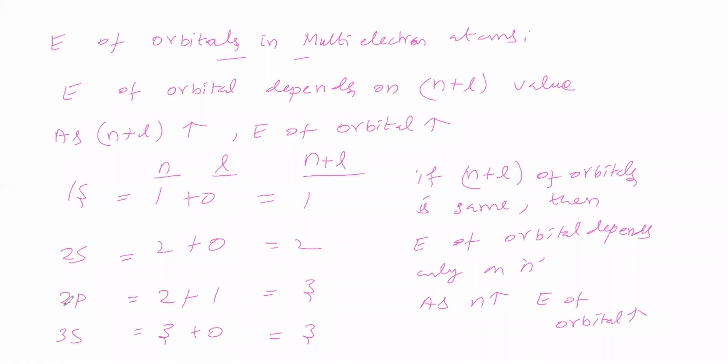For 2p, the principal quantum number is 2. For 3s, the principal quantum number is 3. So for 3s, the principal quantum number is higher compared to 2p. Therefore, the energy of 3s is greater than the energy of 2p. So 1s has the lowest value, then a higher value for 2s, still higher for 2p, and still higher for 3s. The order of energy of orbitals is 1s less than 2s less than 2p less than 3s.